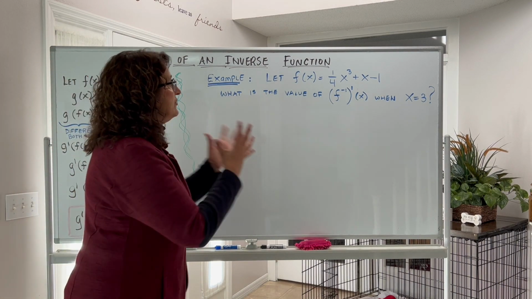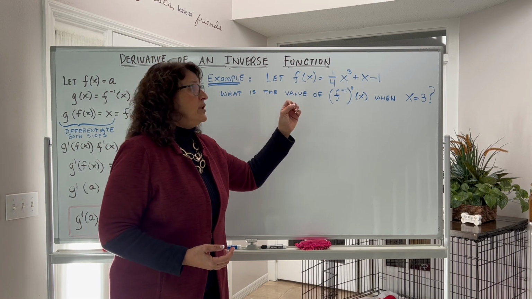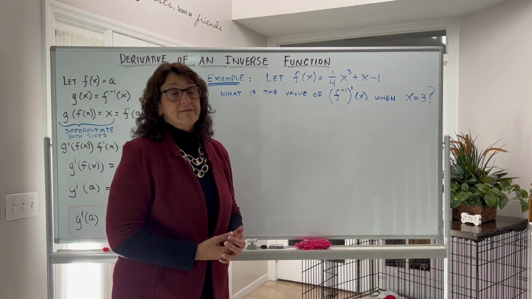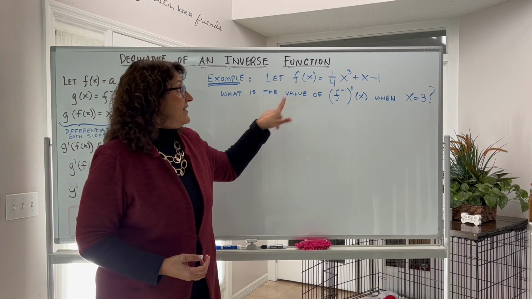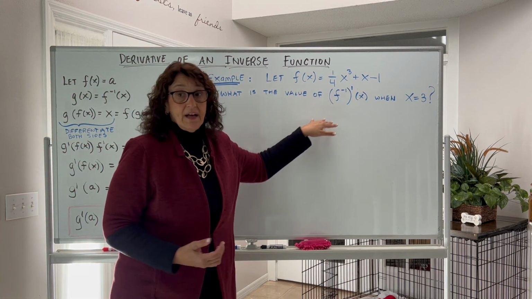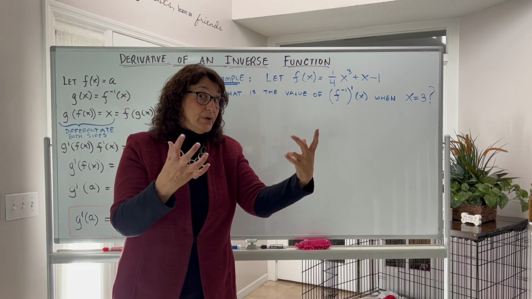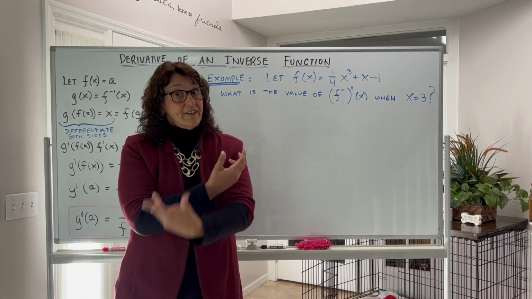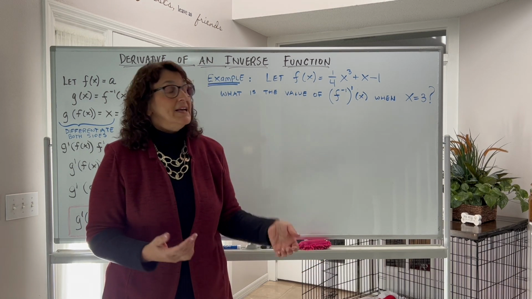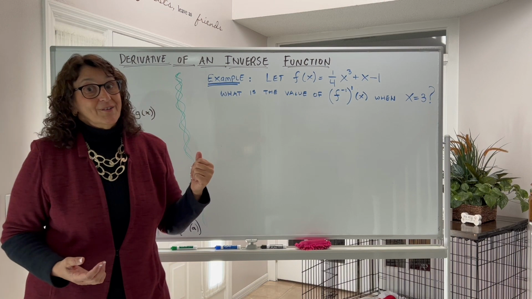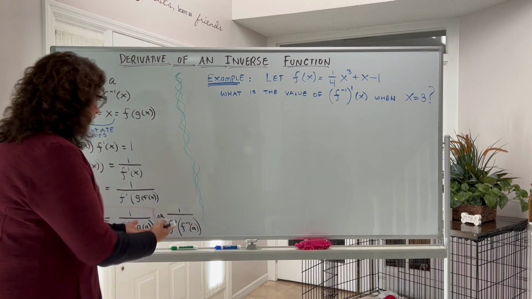So we're going to use this as an example. Our function is 1/4 x to the third plus x minus 1. We want to find the derivative of the inverse when x is 3 on the inverse. Like I said earlier, y equals, switch the variables, find the inverse, find the derivative, evaluate. That would be nice, but we can't find the inverse that way here, okay? So what do you do when you can't find the inverse that way? We have to utilize this formula.